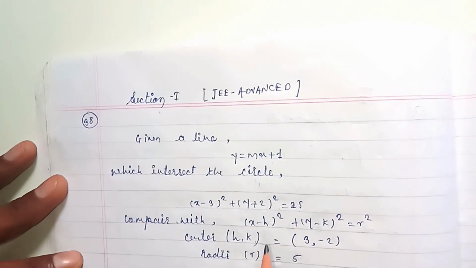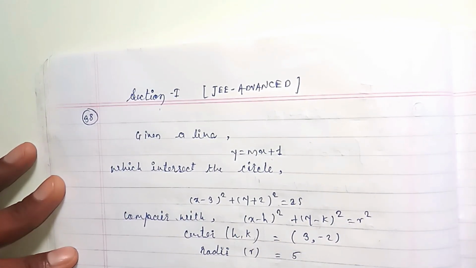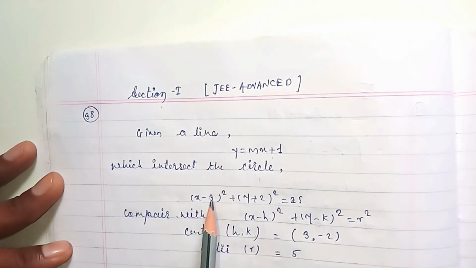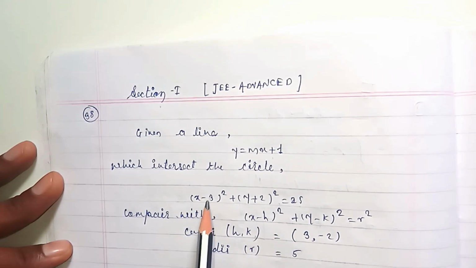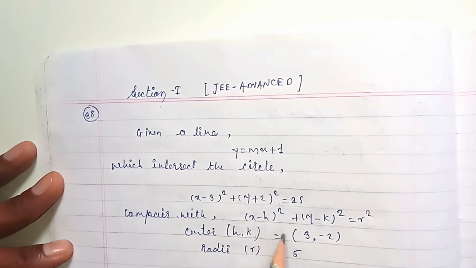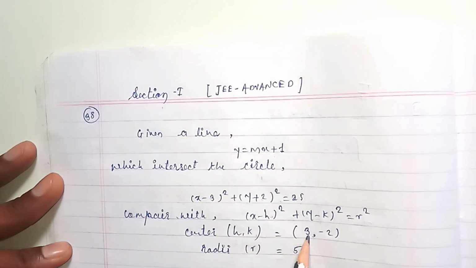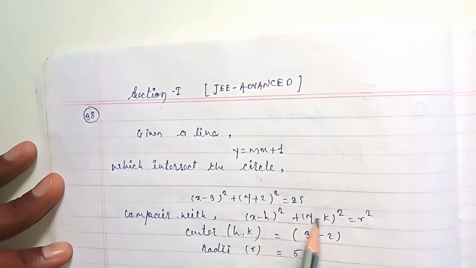First, find the center and radius, because in our question we are given a circle and a line segment along that circle. That's why we need to know the radius and the center of the circle. We can easily get it by comparing this equation of the circle to the standard equation. From x minus h, we get h equal to 3, and negative k equal to 2, so k is negative 2. Comparing, you will get the values.